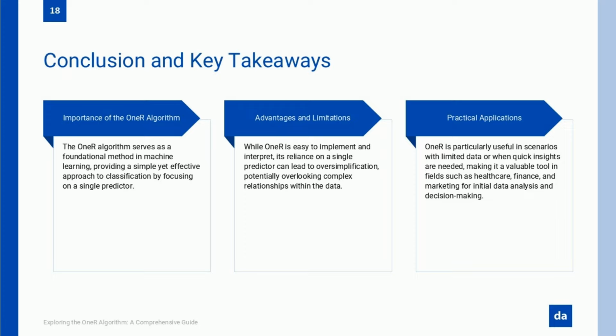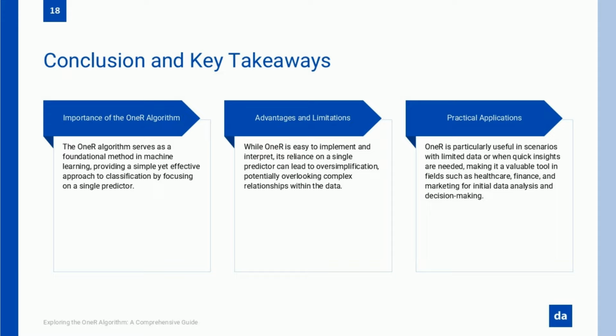The rise of ethical AI and the demand for explainable models further reinforce its importance. While deep learning and ensemble models dominate complex tasks, OneR provides a reliable, fast, and easily understandable alternative for classification problems where simplicity is an advantage.